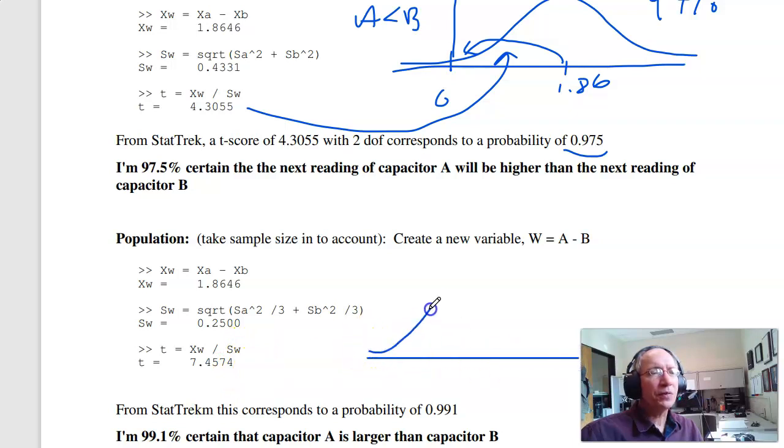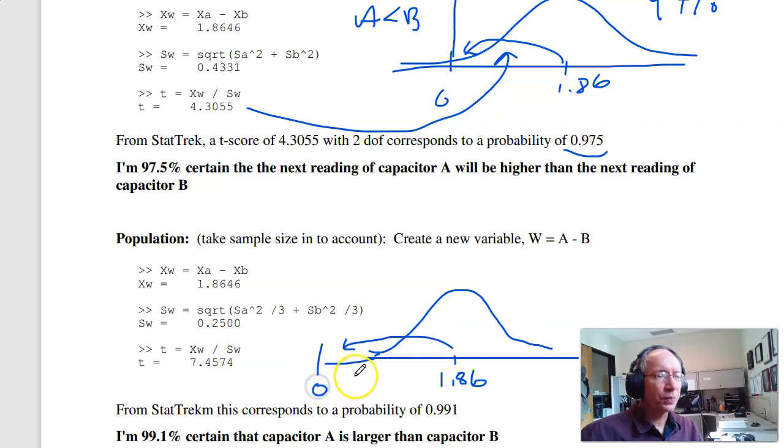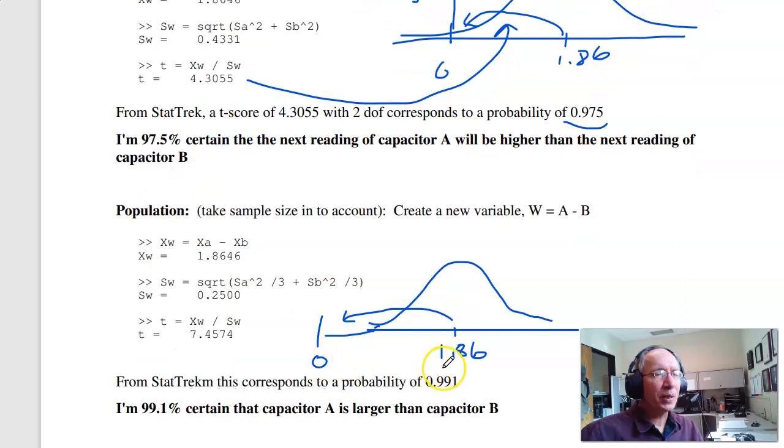So in terms of the true value of A versus the true value of B, now the W distribution looks like this. The mean is 1.86. That didn't change. But because of my sample size, I am now 7.54 deviations away from 0. Converting that to a probability using StatTrack, that probability is 0.991, so a 99.1% chance. Of these 2 capacitors, there's a 99.1% chance that A actually is larger than B.